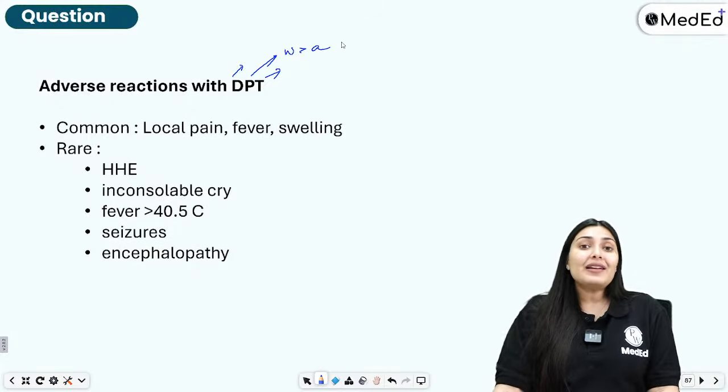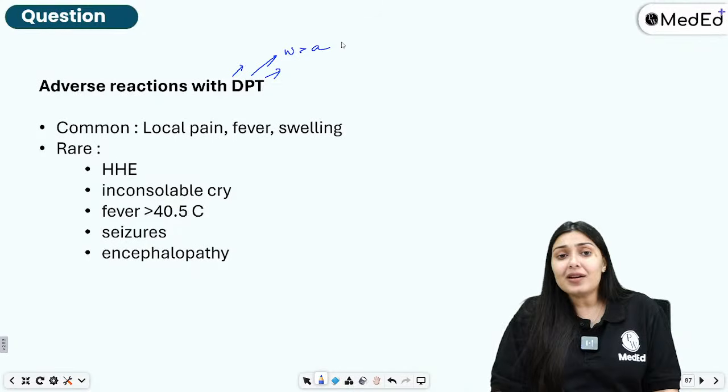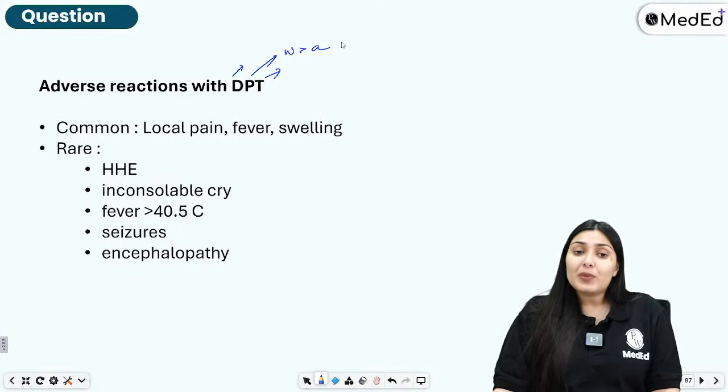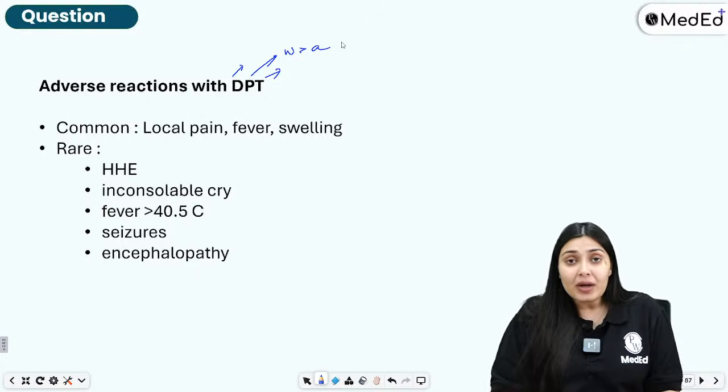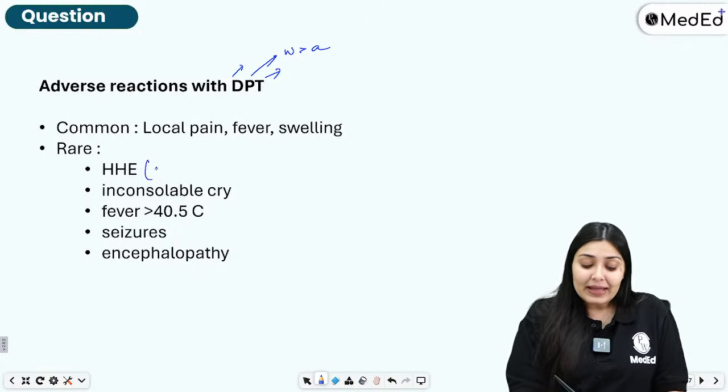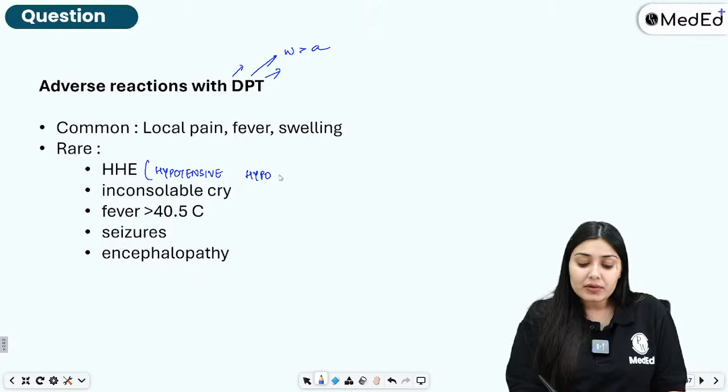So the common side effects that we see with this DPT vaccine are nothing but local pain, fever, swelling, and sometimes some rare side effects are noted. What are these? HHE, that is hypotensive hyporesponsive episode.